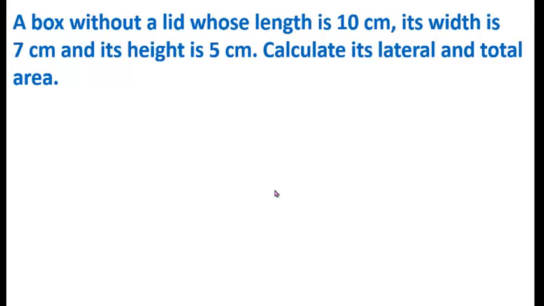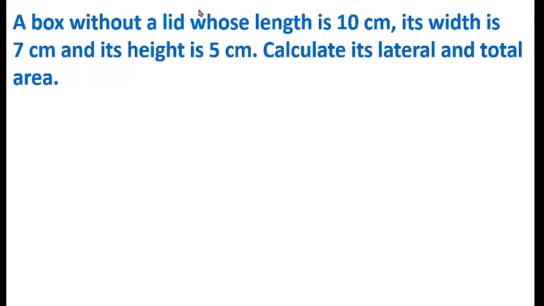A box without a lid, whose length is 10 centimeters, its width is 7 centimeters, and its height is 5 centimeters. Calculate its lateral and total area. So here, I am given that the box is without a lid. So how many faces should I calculate in the total area? I should only calculate 5 faces in the total area, not 6, because this box has no lid. It has no top.